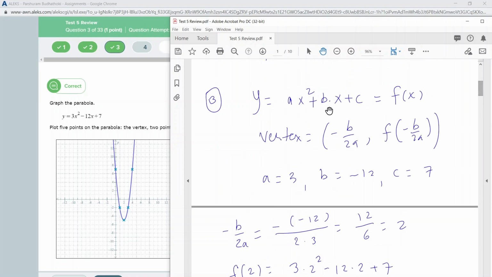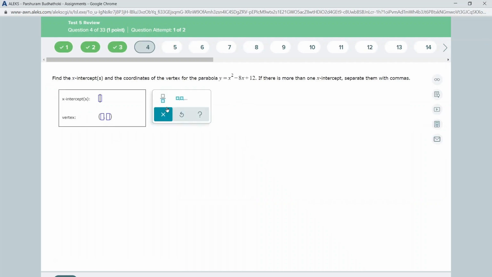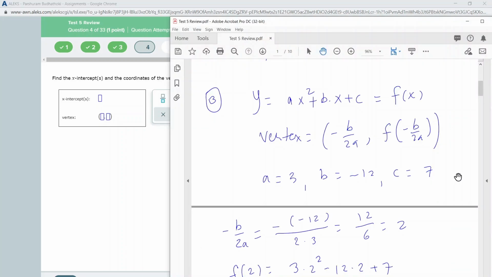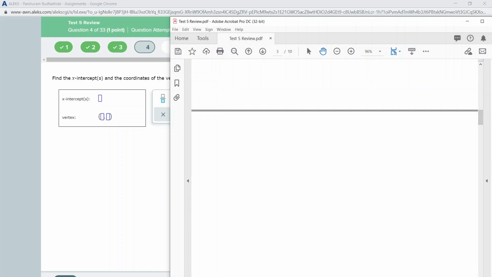That's the formula you can use for finding the vertex for an equation like this, or you can convert it into the vertex form. Another thing is you need to also find the x-intercept, meaning just put y equal to 0 and solve for x. If you do that, the x-intercept comes from solving x squared minus 8x plus 12 equals 0. I'm not supposed to do this because this is exactly the same as the previous problem, but I'm going to do it anyway.